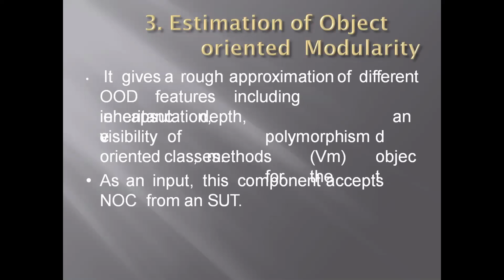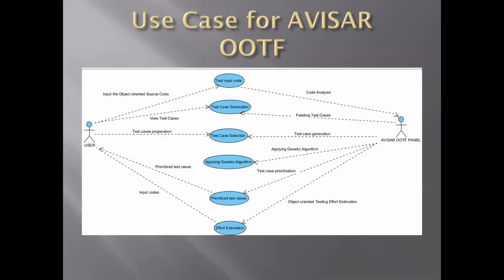Third is estimation of object-oriented modularity. It gives a rough approximation of different OD features, including communication depth and feasibility of polymorphism-oriented classes.